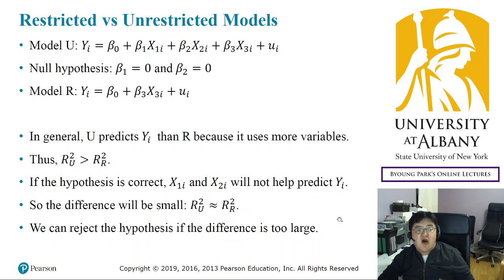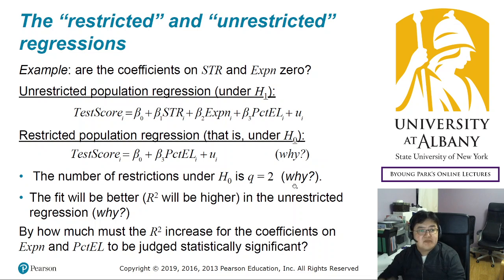So that is another way to construct a test statistic. And in our example, let's put the labels in a concrete example. In this case, as you see, we are interested in these two variables, student-to-teacher ratio and expenditure per student, and we assume that beta 1 is 0 and beta 2 is 0. If the hypothesis was correct, then these two variables will be useless, so you may drop them from the regression model.